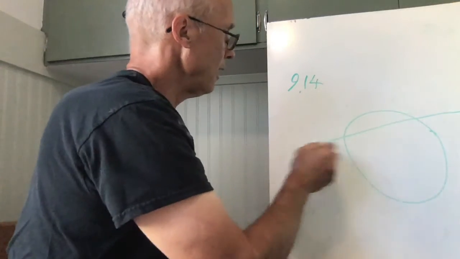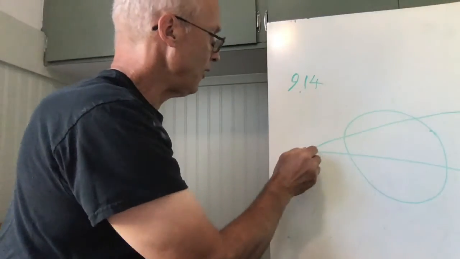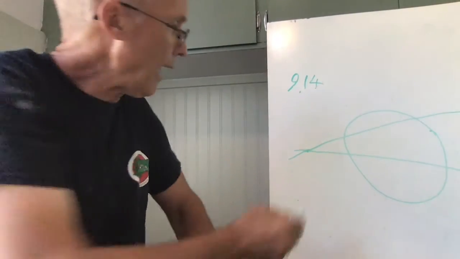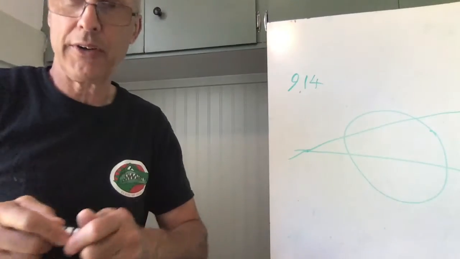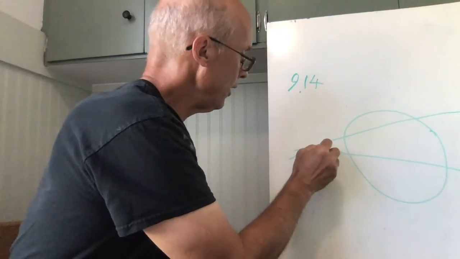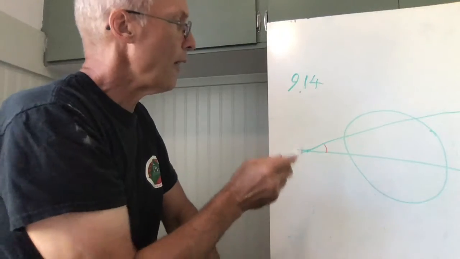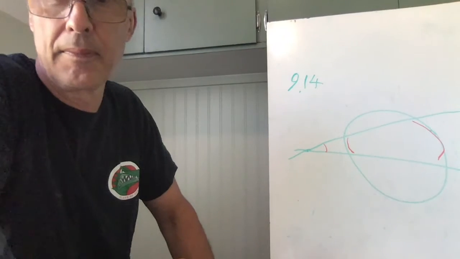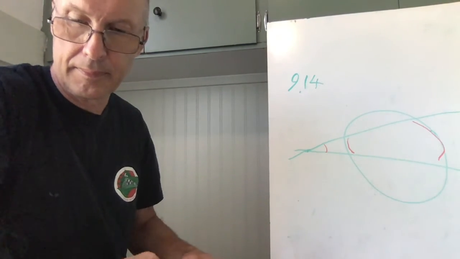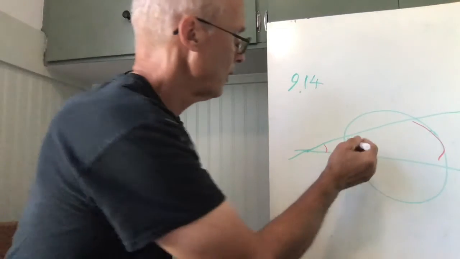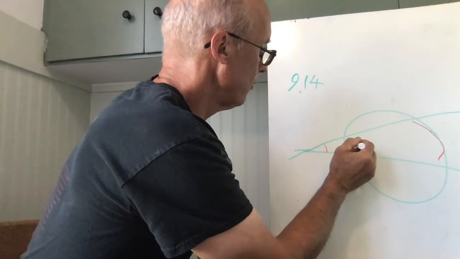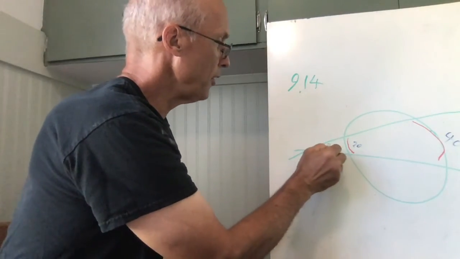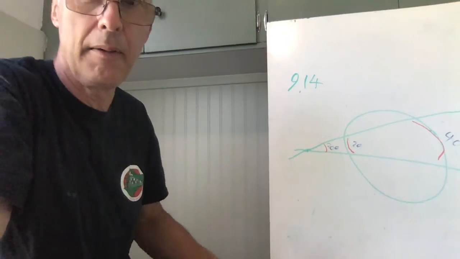But if they meet outside the circle here, then that angle, should do this in a different color, sorry. This angle right here, that is going to be the difference of this and this. So if this is 60 and this is 40, then this angle is going to be 20 degrees. Okay?